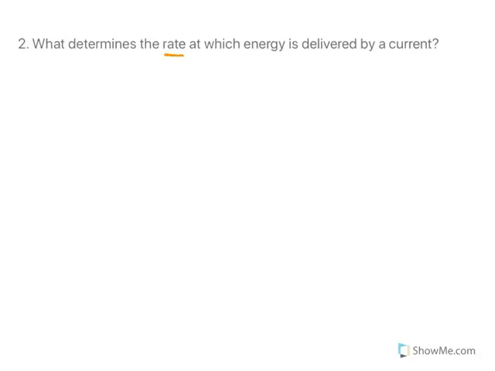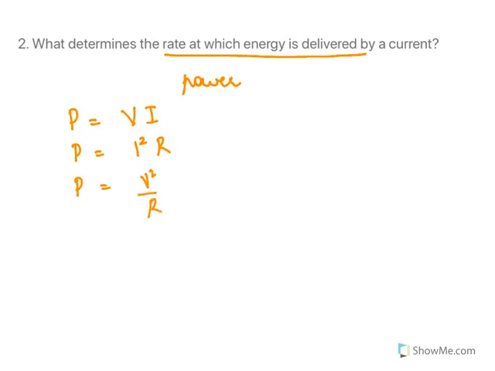What determines the rate at which energy is delivered? The rate at which energy is delivered is power. And we know the formulas for power: power is V into I. Power is also I square R. Power is also V square over R. And the power formula is also work or energy over time.